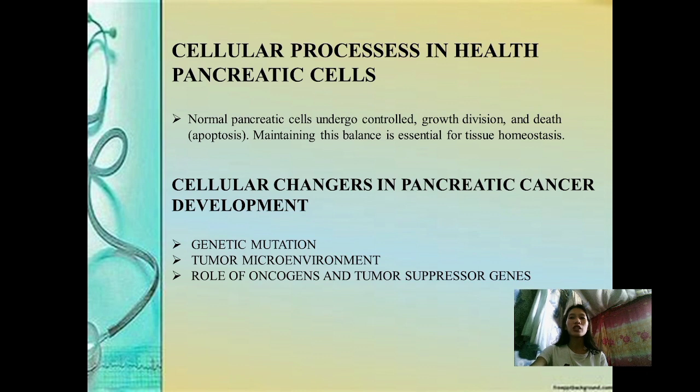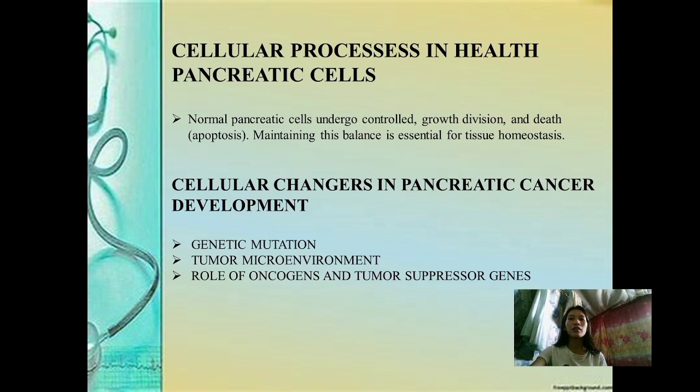They engage in controlled growth, replicating as needed, and have a mechanism for cell death known as apoptosis. This balance is crucial to uphold tissue stability and ensure the pancreas functions optimally. When these processes are disrupted, it can lead to various pancreatic disorders or diseases. So in cellular changes in pancreatic cancer development, first we have the genetic mutations and alterations.